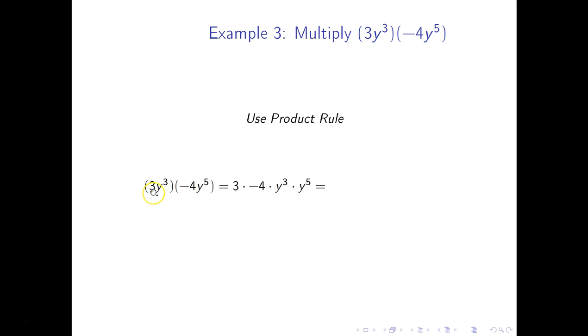So I notice I multiplied the 3 and the negative 4 together first, and the y cubed and the y to the 5th power second. These two, we can just multiply them directly. What's 3 times negative 4? And then you can use the product rule on these. So go ahead and do that. Well, hopefully you got negative 12 and then y to 3 plus 5, or in other words, negative 12 y to the 8th power.